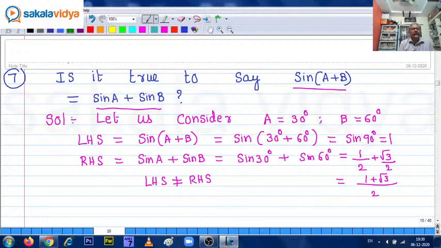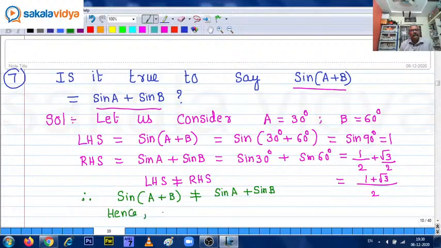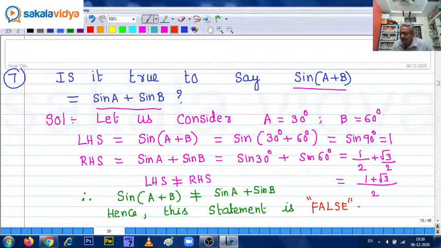So therefore sin of a plus b is not equal to sin a plus sin b. Hence this statement is false, not true. It's a false statement, not a correct statement. Yes, false.